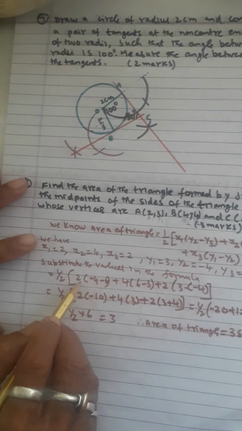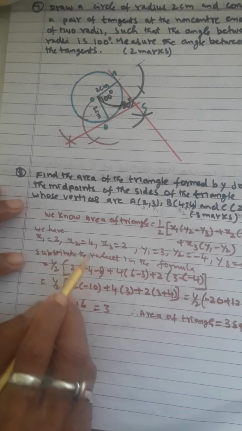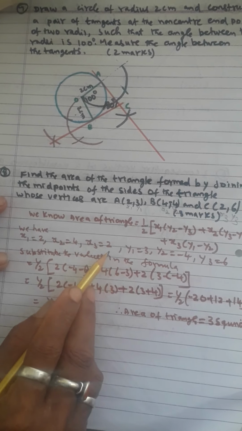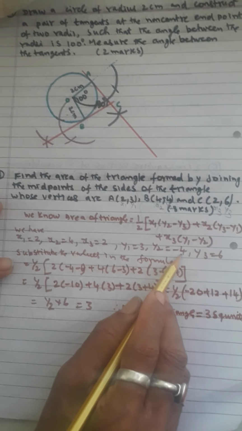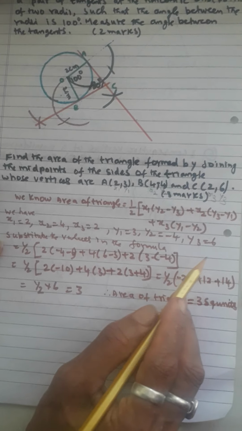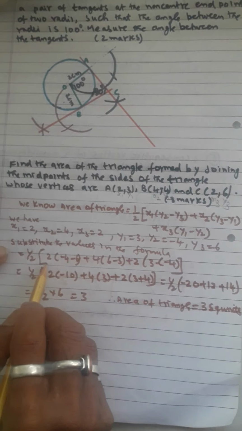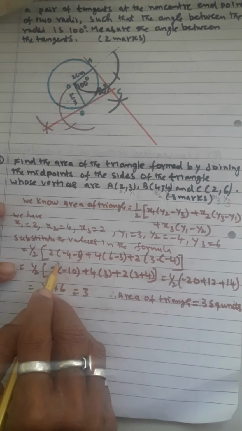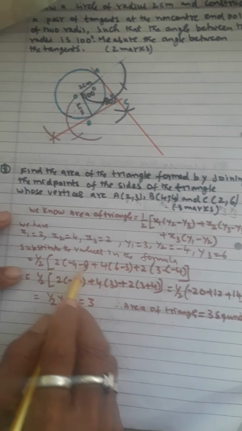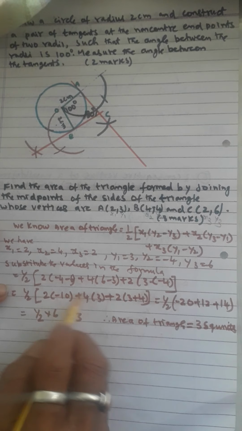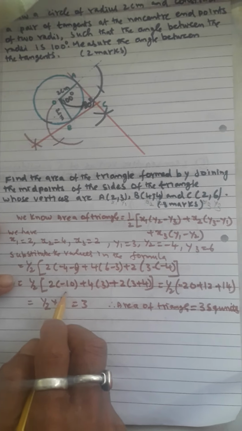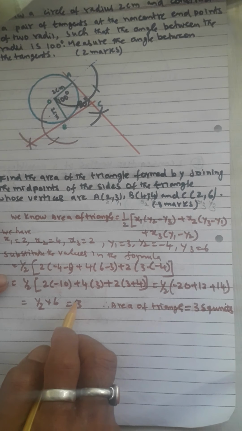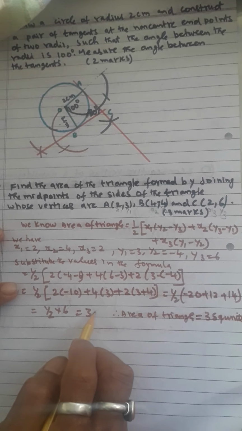In the x1 place I have written 2, x2 I have taken as 4, x3 as 2, according to what is given in the question, y1 as 3, y2 equal to minus 4, y3 equal to 6. Then by using this formula you will get, finally after all simplification, 6. Here half is also there. Then if you cancel 2, then you will get 3. So this is how you have to find out the area of the triangle.